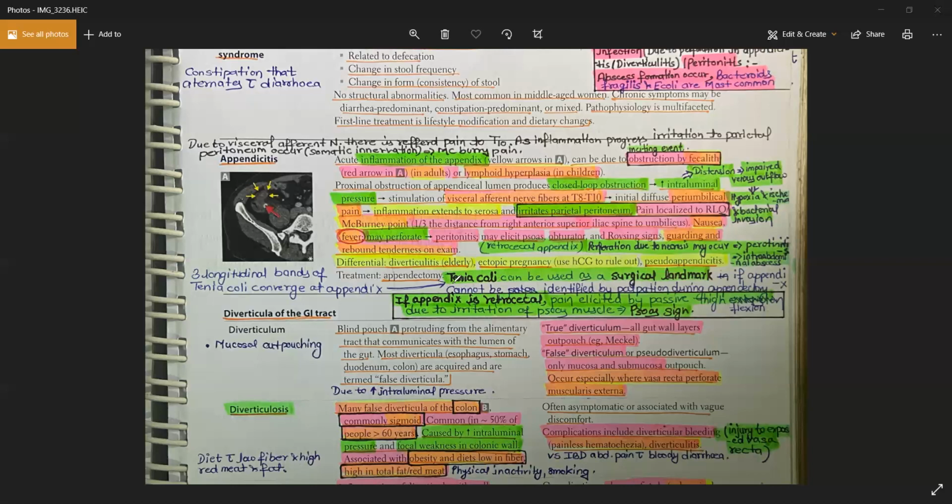Okay, any doubt in appendicitis? No? Just know what appendicitis is, then the cause of the appendicitis, the cause of the pain, why the pain is happening, right? Then other symptoms associated with it, and the complications. Okay, you will study under these headings.